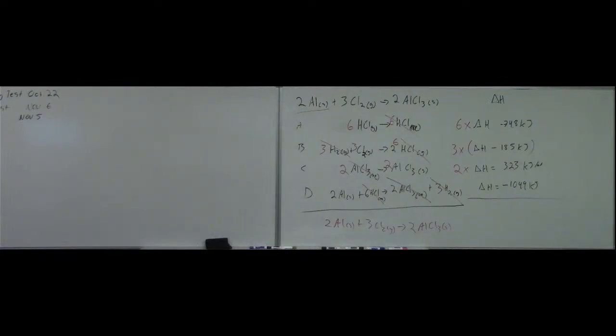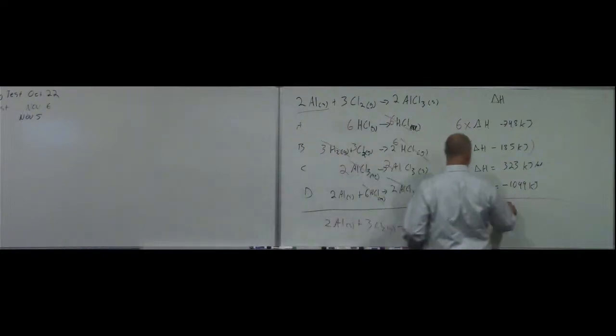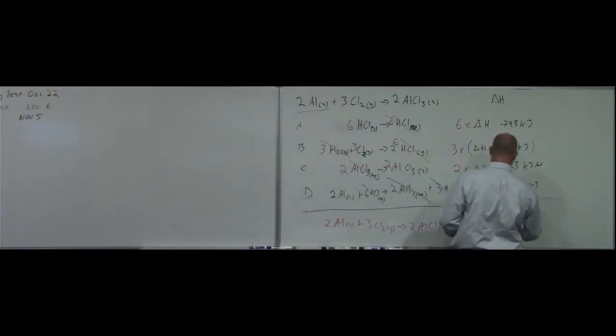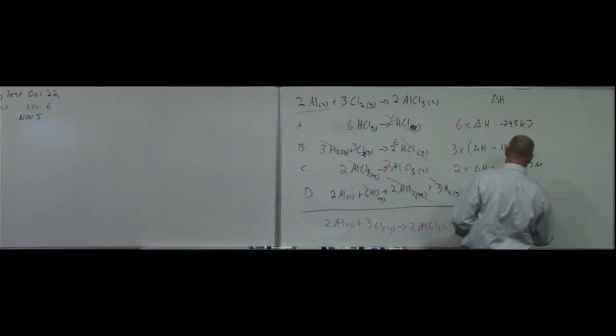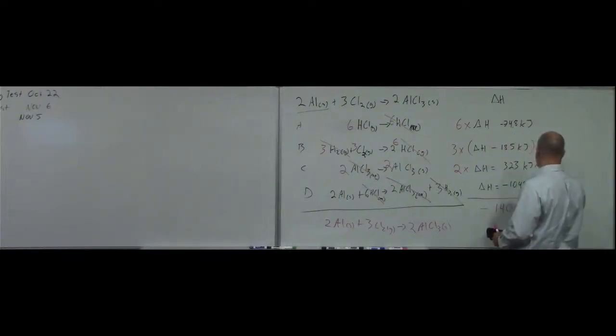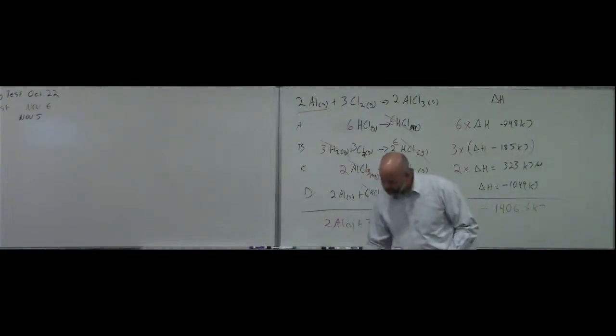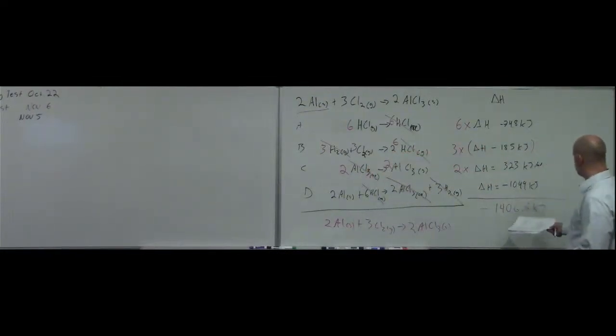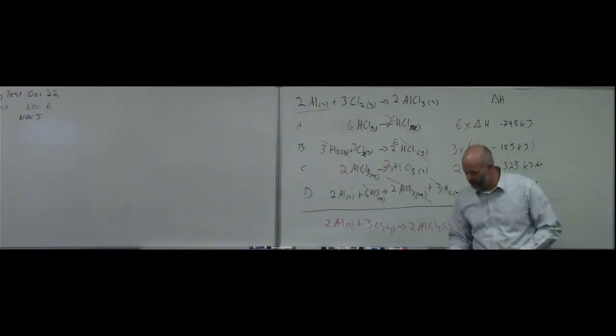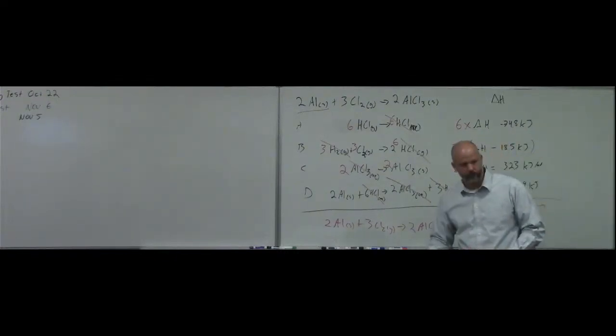What you got? Negative 1,406.8. Negative 1,000 what? 406. 406. 1,406 point something, 0.8, like 8 kilojoules. We get that same number? Yeah. Which would round it to 1,407, which is what they have. That's perfect. Good.